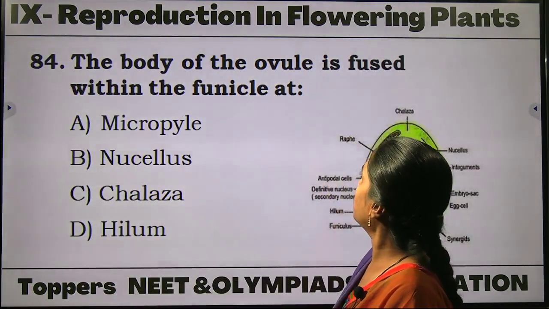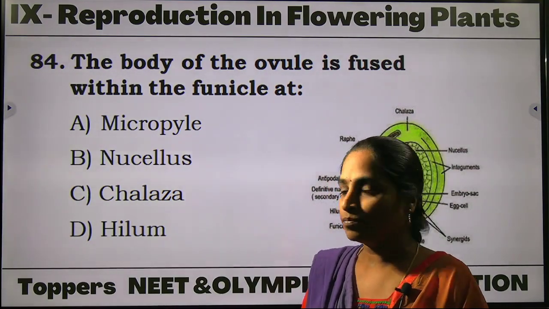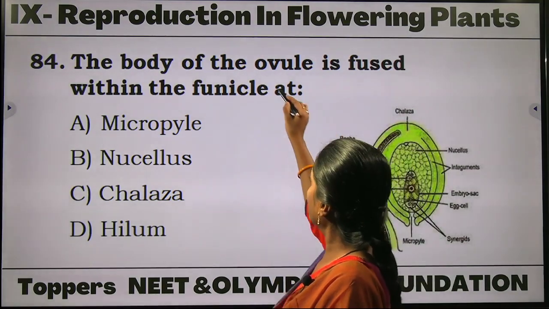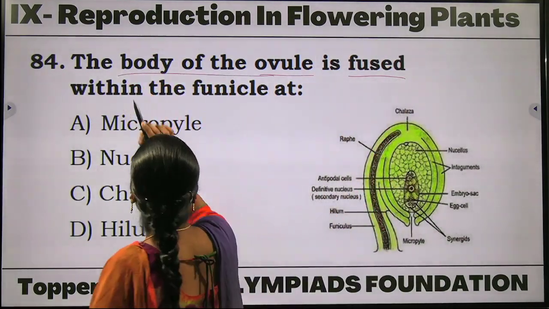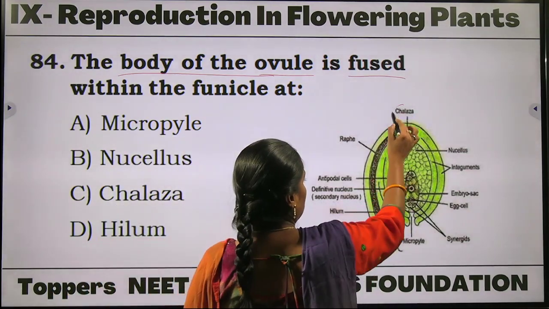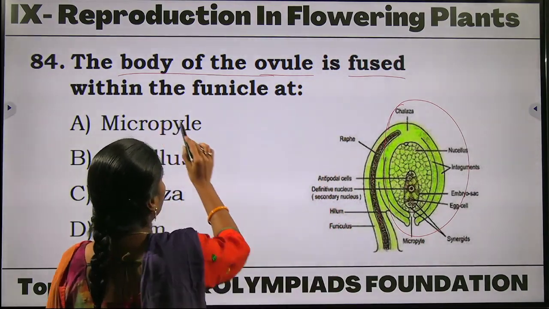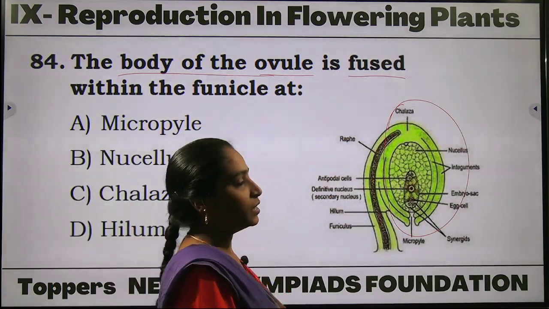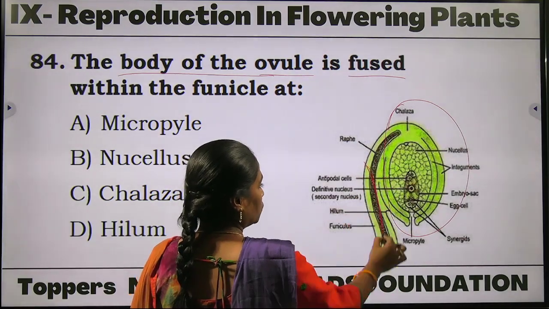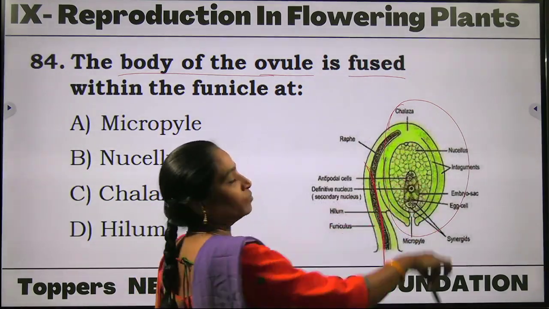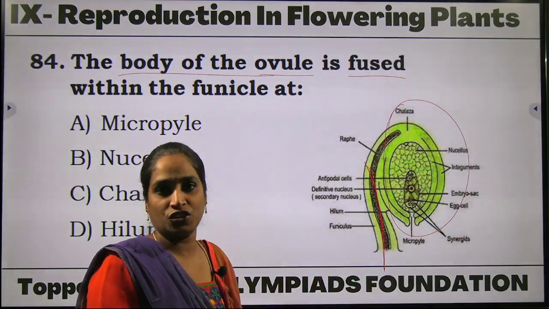The body of the ovule is fused with the funicle at. What is the body of the ovule? Coming to the picture here, this is the body of the ovule. Okay, so this is fused with the funicle. Where can we observe the funicle? The stalk-like structure which is attached to the body of the ovule. So these both are adjoined at which particular region, he is asking.